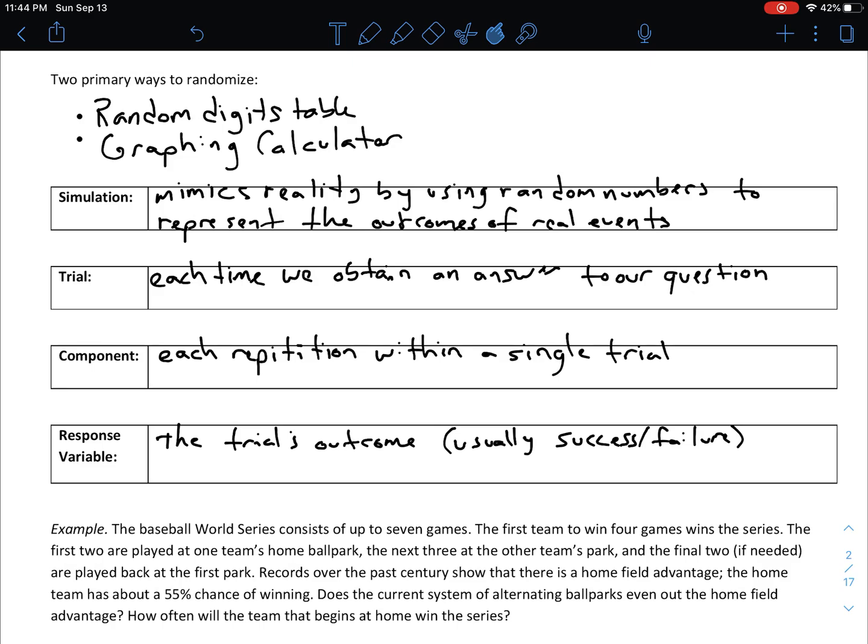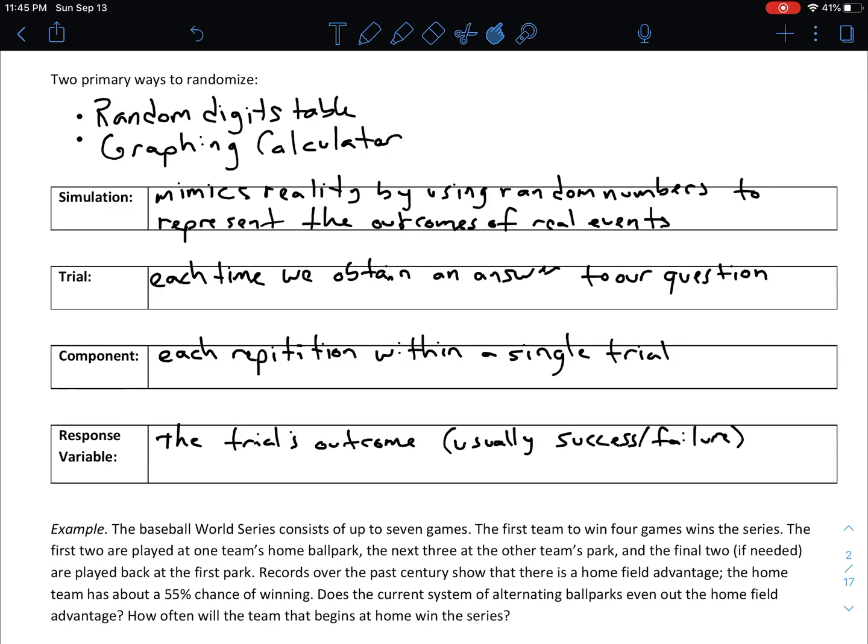So, some parts of a simulation. The first is a trial. A trial is each time we obtain an answer to our question. Again, if my question was how likely is it for Harrison Butker to make 4 out of 5 field goals, then after he kicked 5 field goals, I would look to see did he actually make 4 out of the 5 or not. And if he did, I would call that a success. And if he didn't make at least 4 out of 5, I would probably call that a failure. So that would be one trial. It would be going through kicking those 5 times and looking to see was it a success or was it a failure.